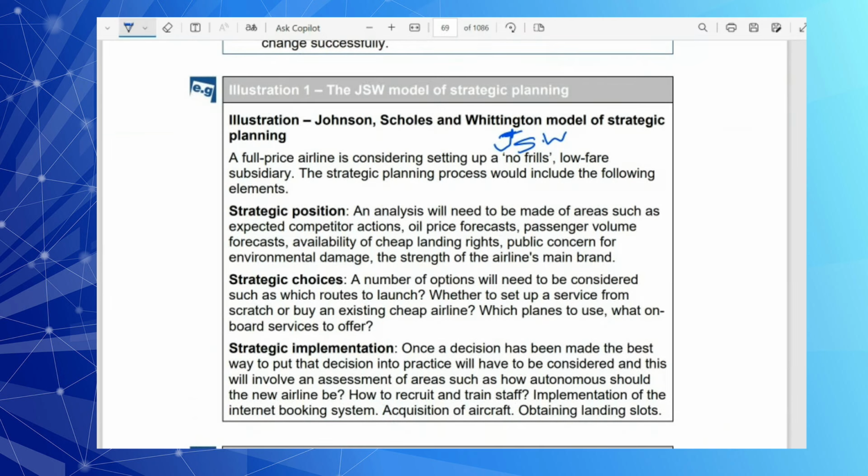The strategic choice: what choices are available, a number of options will need to be considered. Options such as which route to launch, whether to set up a service from scratch or buy an existing cheap airline, which airline to use, what on board services to offer. So these are the strategic choices.